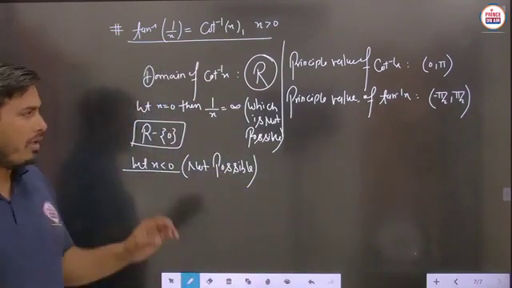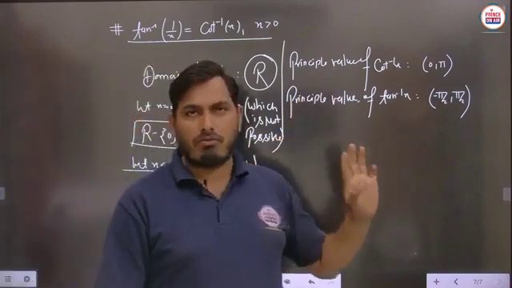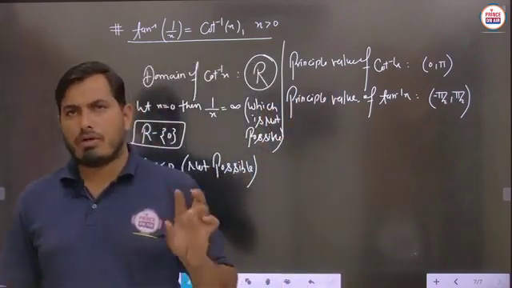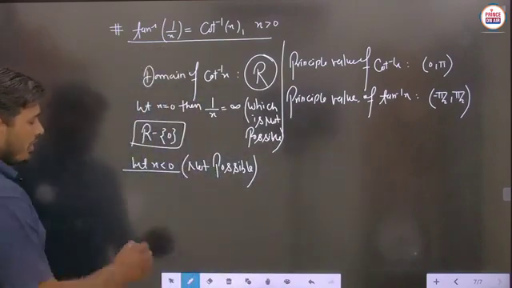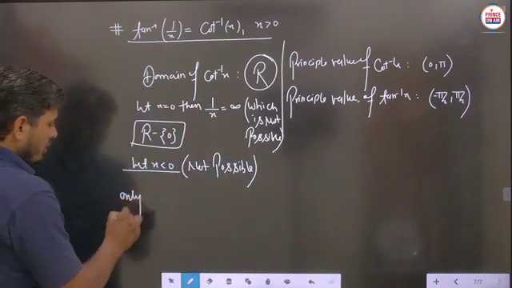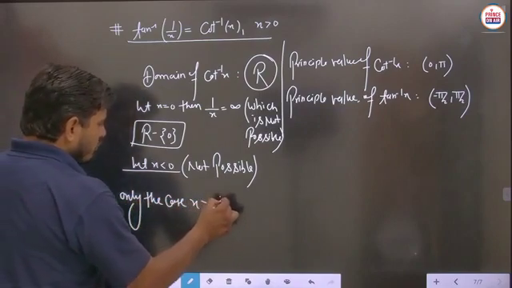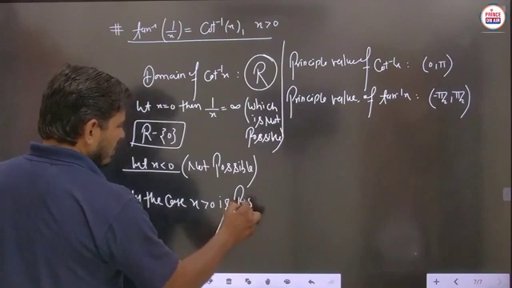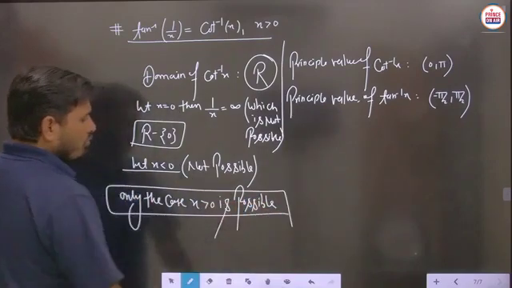So the common quadrant is to be the first. Means in the first quadrant, both the functions will provide the positive answer. That's why we have to take only the case x is greater than 0. Only the case x is greater than 0 is possible. So this thing we have to keep in mind.